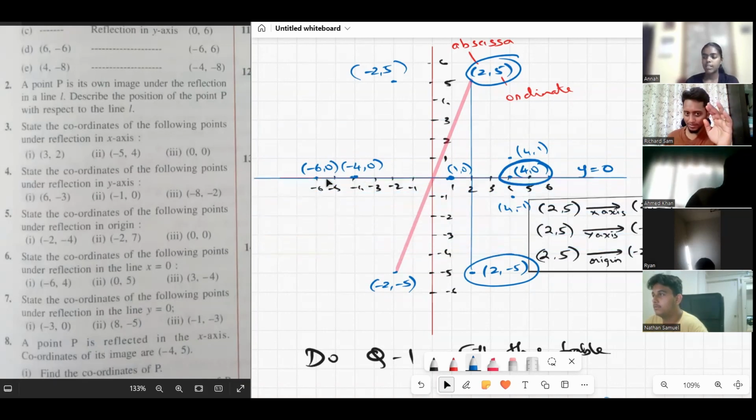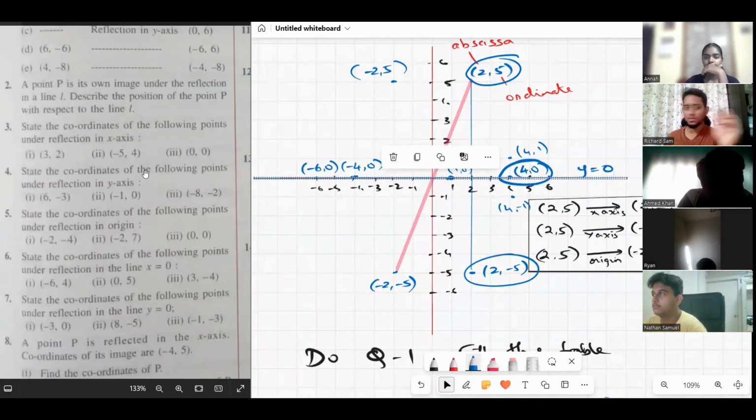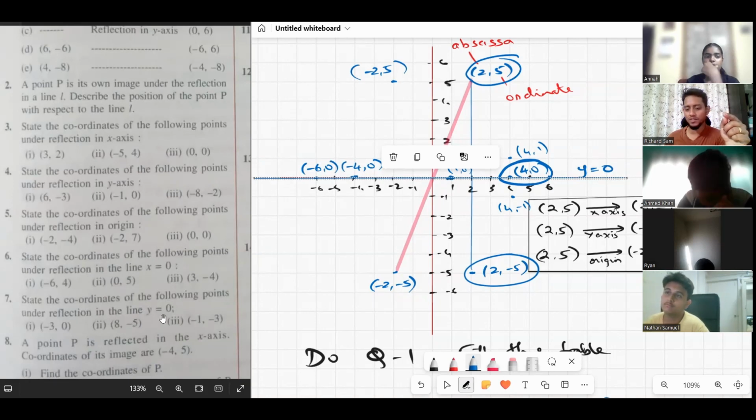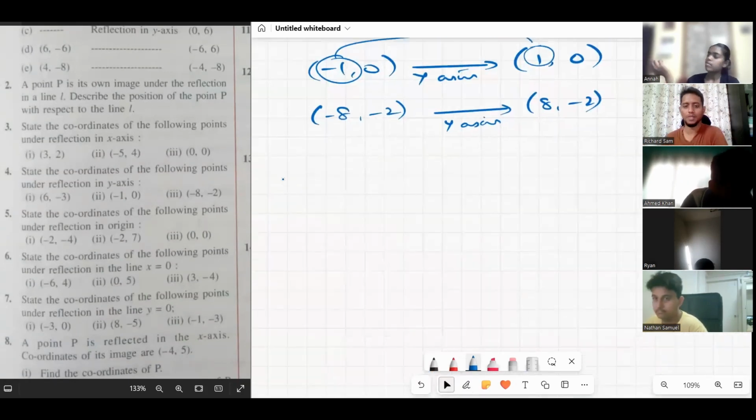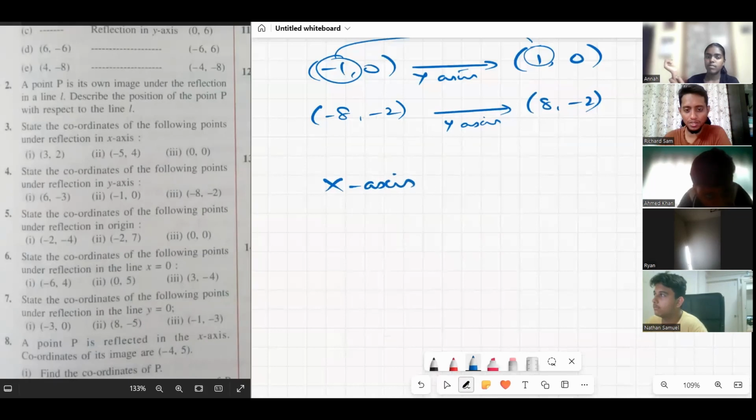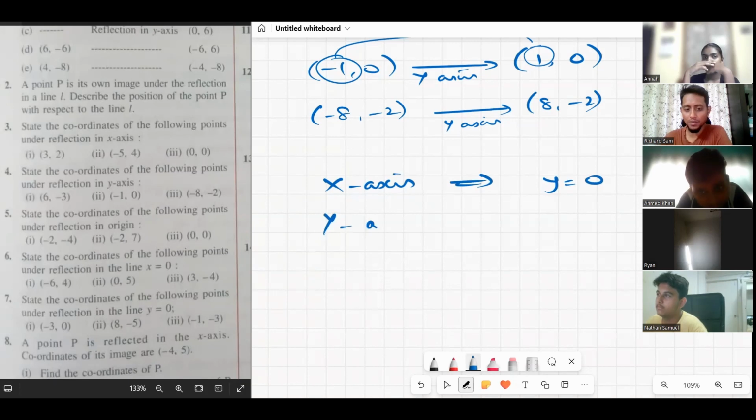So if the line is on the x-axis, we call that line y is equal to 0. Sometimes in the question, they will not say reflection in the x-axis. They'll say reflection in the line y is equal to 0. Did you see the seventh question here? They're saying write down the reflection under the line y is equal to 0. So you need to understand that y is equal to 0 is the same as x-axis. Clear, everybody? So another word for x-axis is y is equal to 0. Similarly, another word for y-axis is x equals to 0.